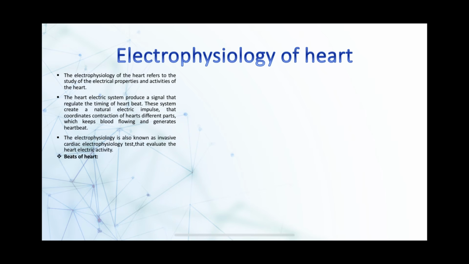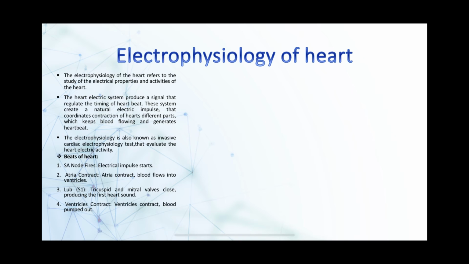Steps of how the heart beats. Node fires. Electrical impulse starts. Atria contract. Blood flows into ventricles. Lub, S1. Tricuspid and mitral valves close, producing the first heart sound. Ventricles contract. Blood is pumped out. Dub, S2. Aortic and pulmonary valves close, producing the second heart sound. Relaxation. Heart muscle relaxes, refills with blood.